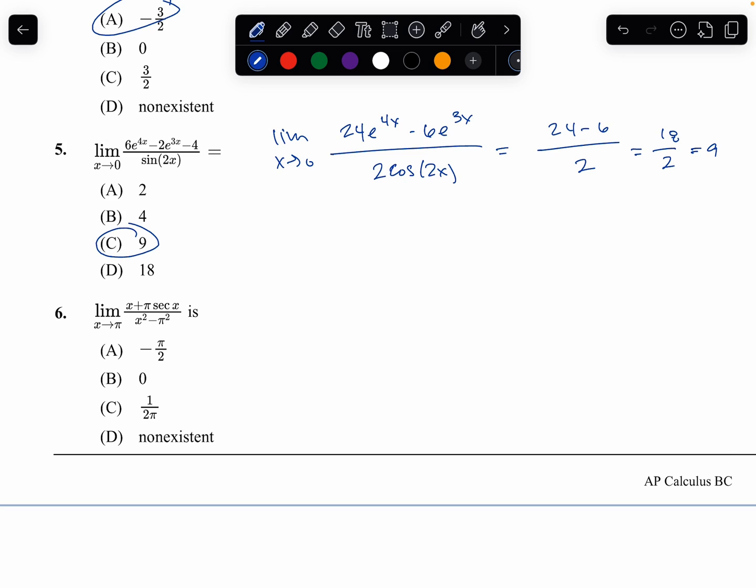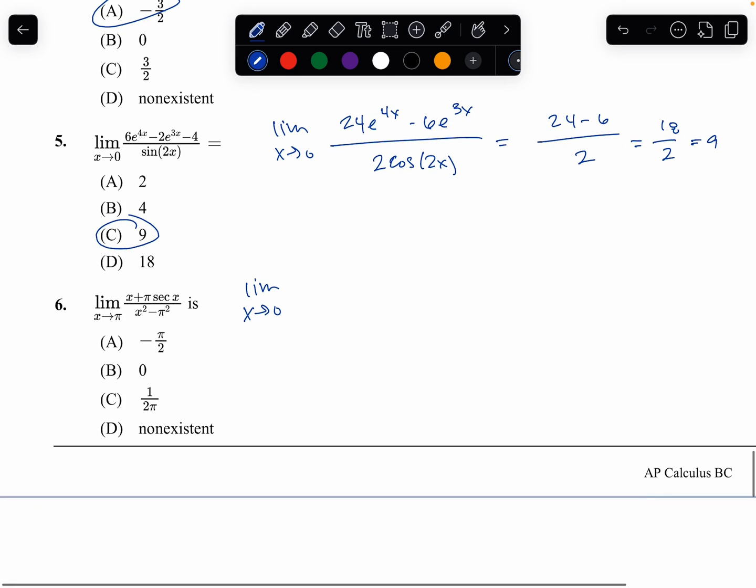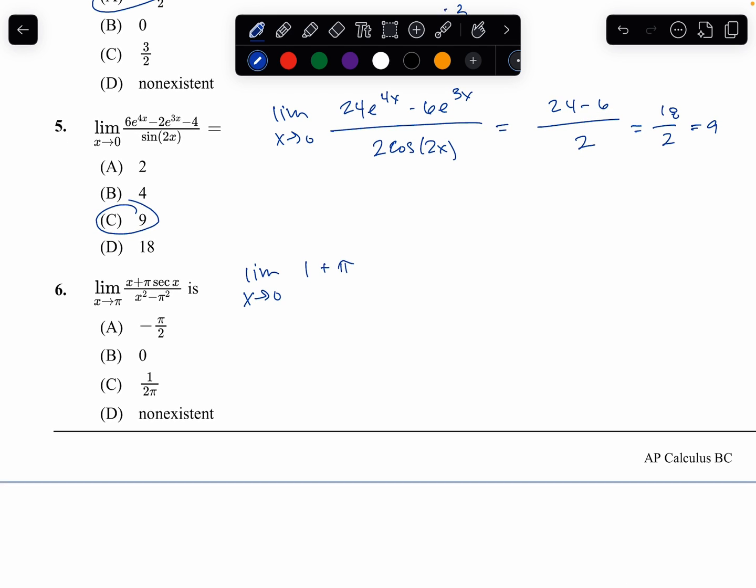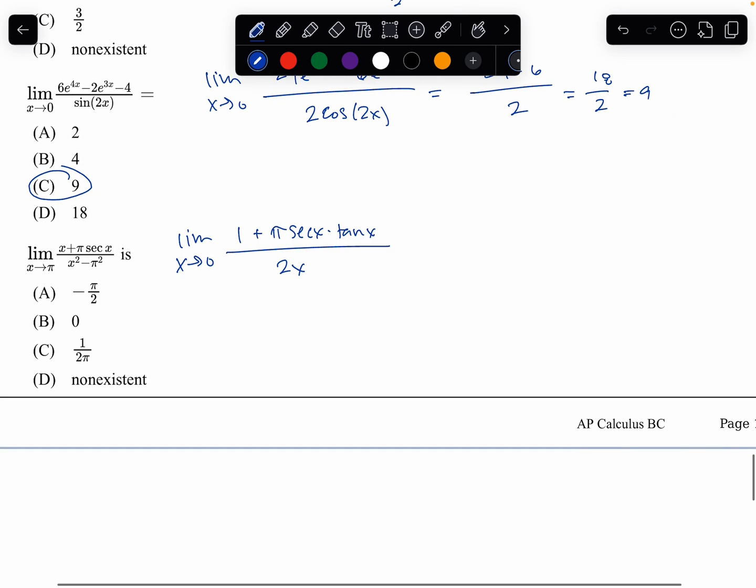And then I'm just going to jump straight to L'Hopital's rule since I know what it is. The limit as x approaches 0 of 1 plus pi, and the derivative of secant is the secant of x times by tangent of x over 2x. Plug in 0. We get 0 in the denominator. So I think we might have to use L'Hopital's rule again. Secant of 0. Tangent of 0 is definitely 0.